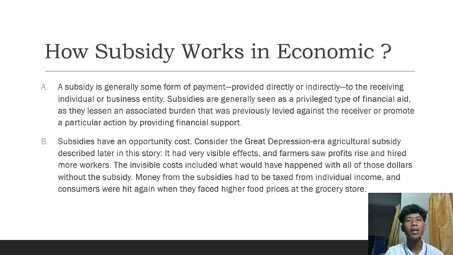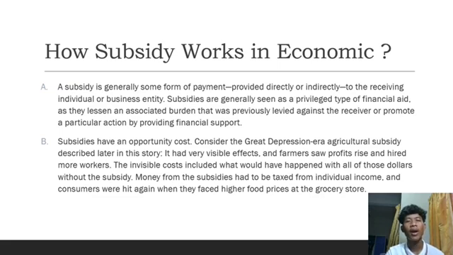How a subsidy works in the economy. A subsidy is generally some form of payment provided directly or indirectly to a receiving individual or business entity. Subsidies are generally seen as a privileged type of financial aid, as they lessen a societal burden that was previously left against the receiver or promote a particular action by providing financial support.